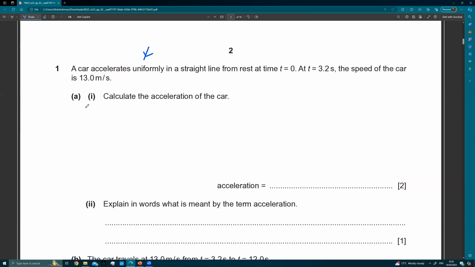So there's two equations for acceleration. One involves F equals ma, but in this question, they haven't given you the force, they haven't given you the mass. So you're not going to be using this equation. We use the other equation for acceleration, which is the change in velocity over time, which is v minus u over t. Now, v is the final speed, which is 13 meters per second.